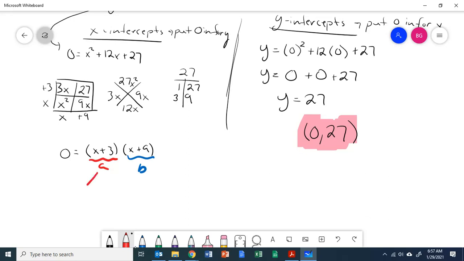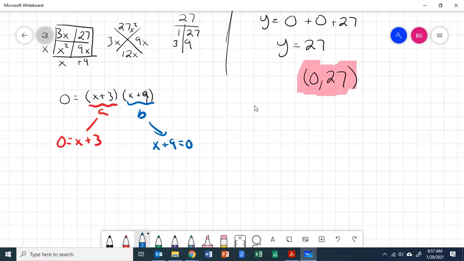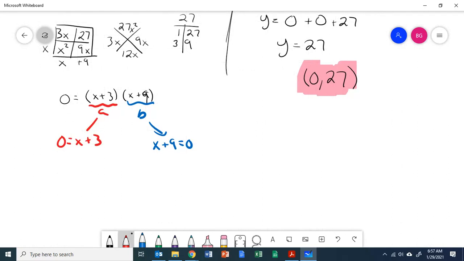So we need to solve. When is x plus 3 equal to 0? So we're going to say 0 equals x plus 3. And when is x plus 9 going to equal 0? You could write it either way, it doesn't matter. I wrote one of them backwards this time. Now you just need to solve for x on each of these.